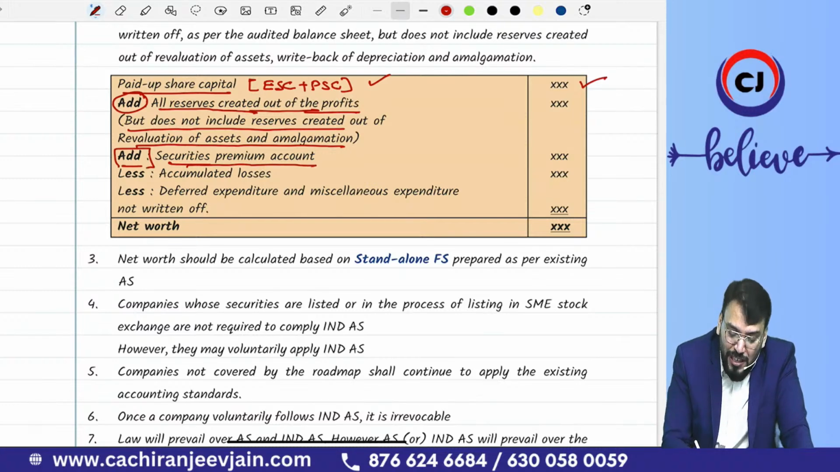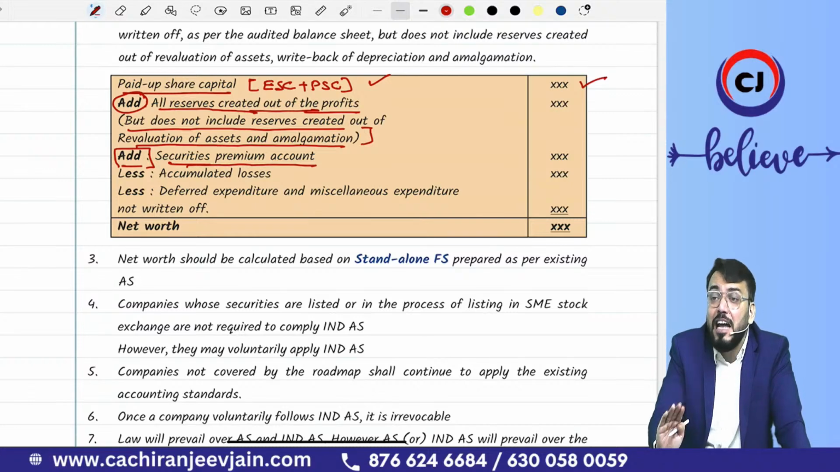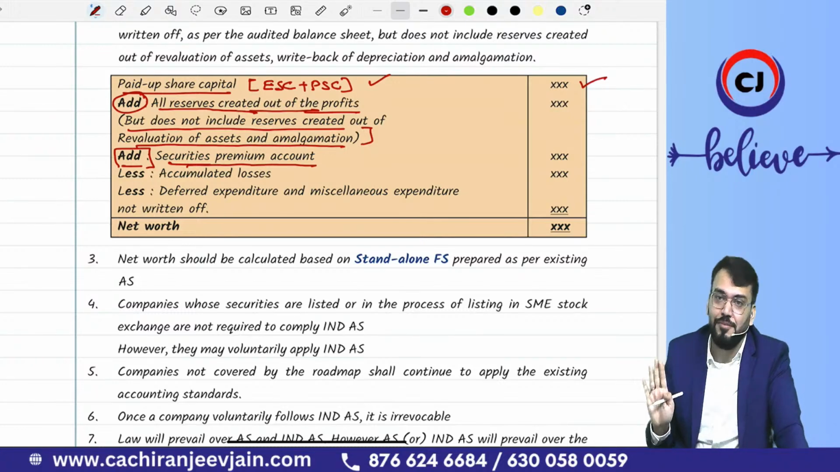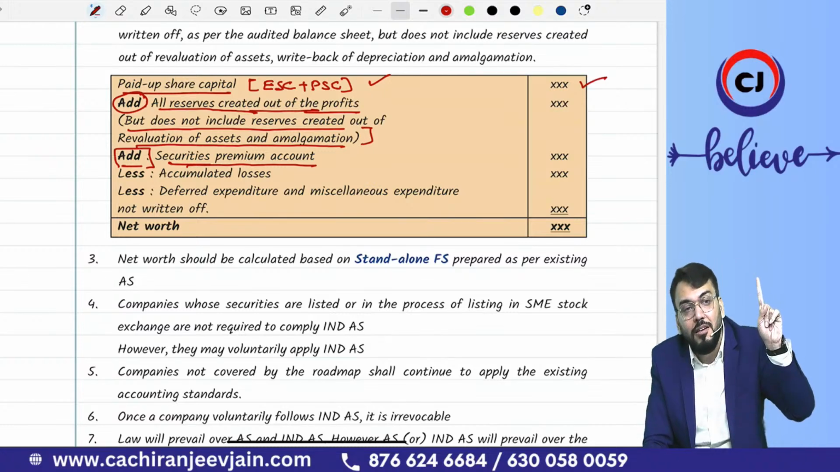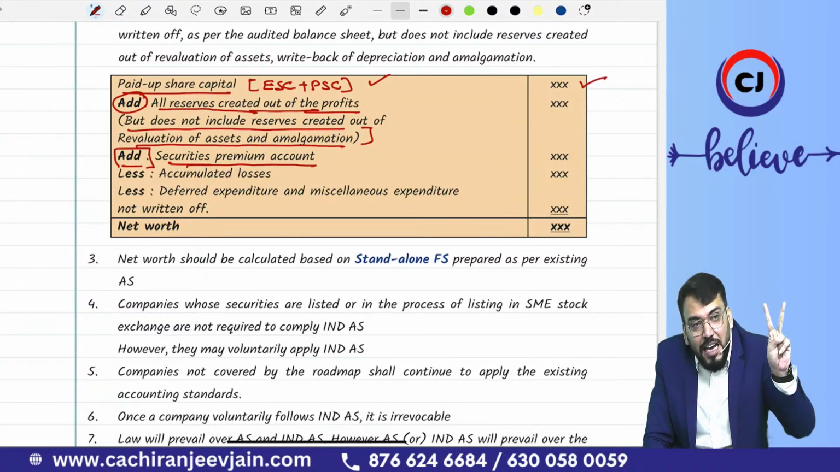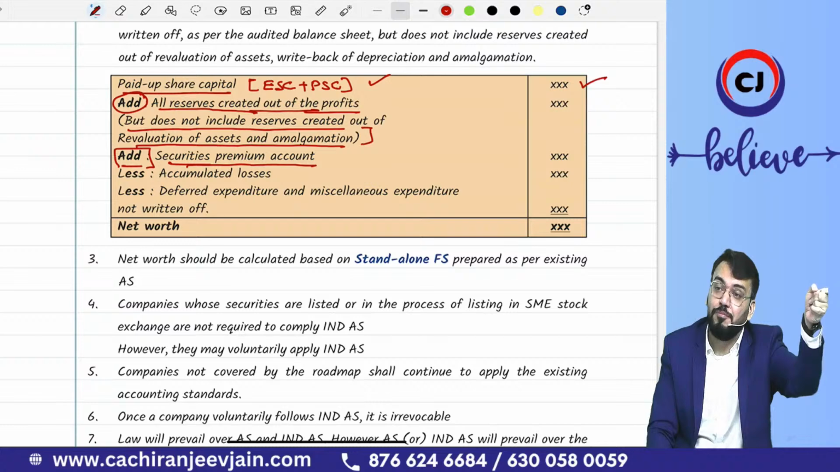So can you say that the revaluation reserve and the capital reserve which is created in the amalgamation chapter are unrealized profit? Like these two reserves and surplus should not be added. So be careful about these two reserves and surplus. One is what? Second is what? Capital reserve. In which chapter? Amalgamation chapter.